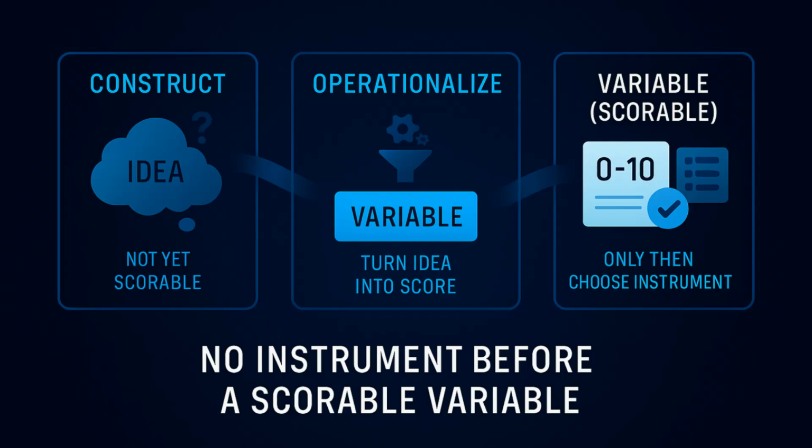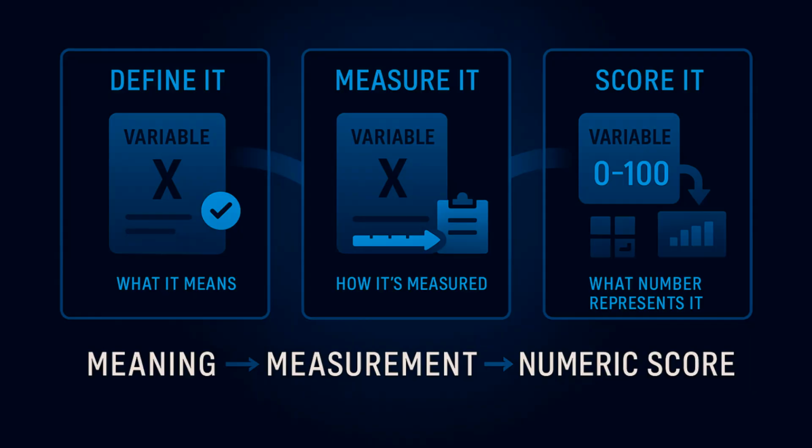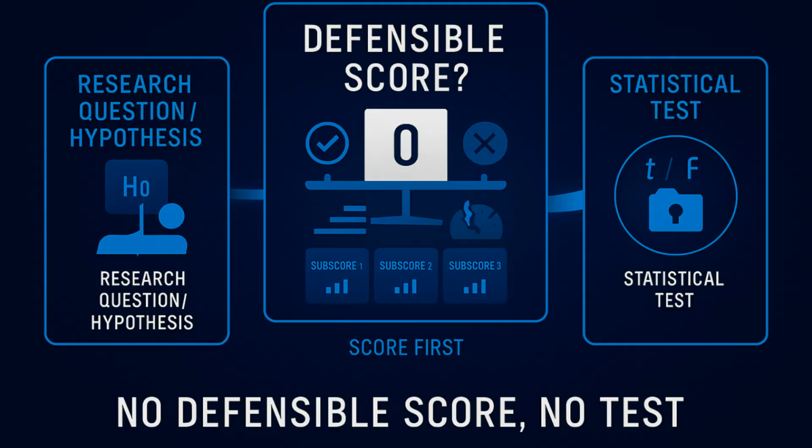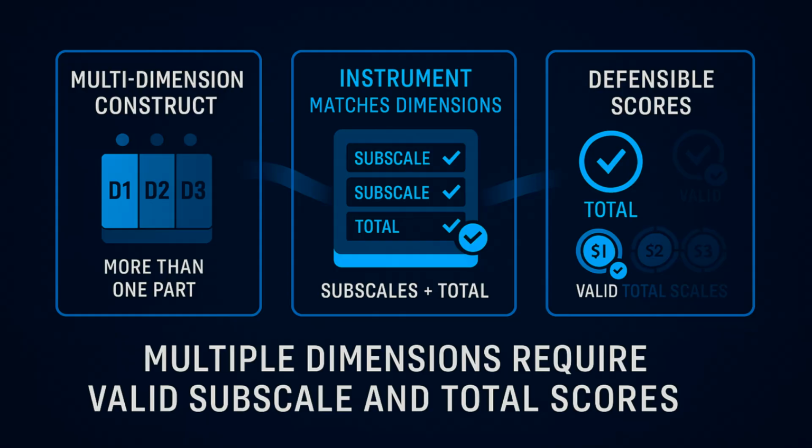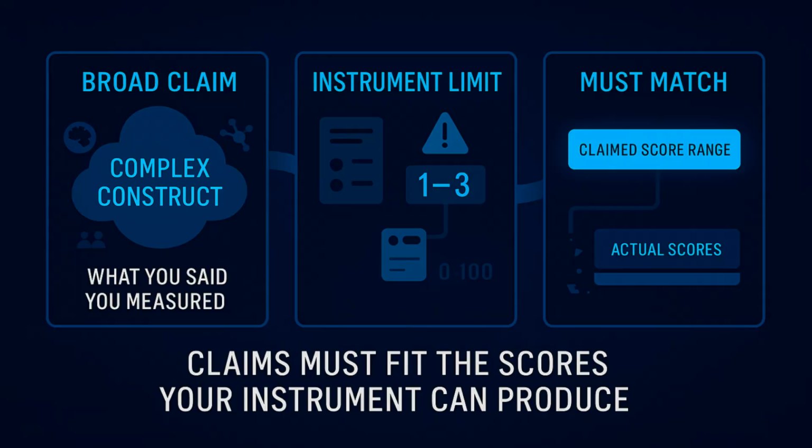A construct becomes a variable only when it can be scored. That means you must be able to say exactly what the variable means, exactly how it will be measured, and exactly what numeric score will represent it in analysis. If you cannot produce a defensible score, you cannot test the research question or hypothesis. This is also where subscores matter. If you claim a construct with multiple dimensions, your instrument has to be able to reflect those dimensions through a defensible total score and valid subscale scores. You cannot claim you measured something broad and complex if your instrument cannot produce scores that match what you claimed.